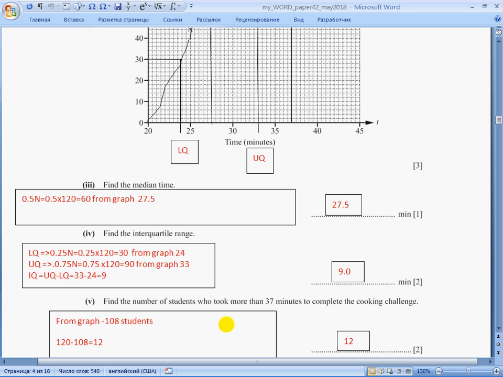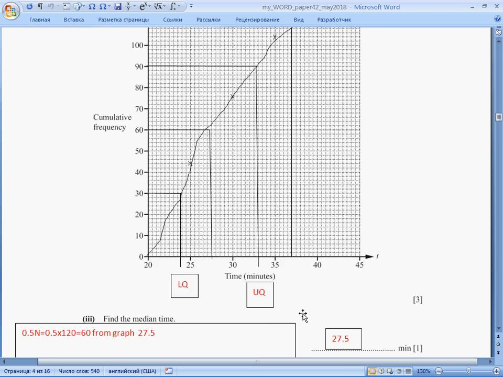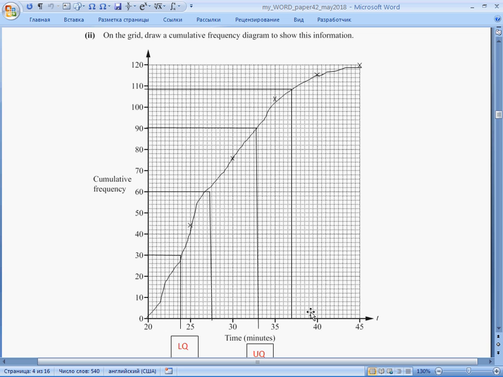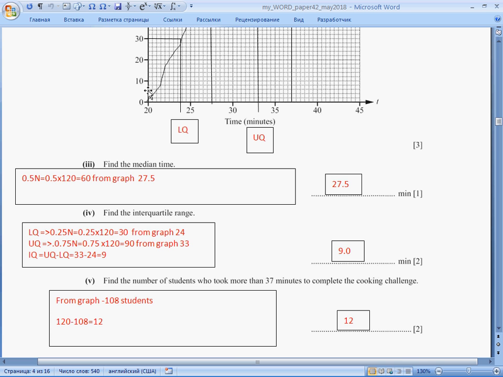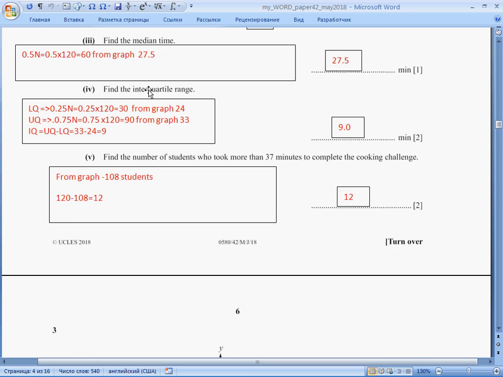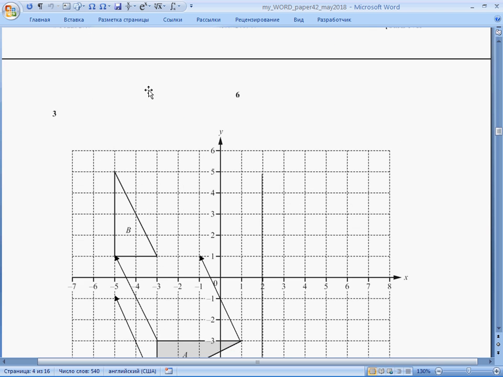Find the number of students who took more than 37 minutes to complete the cooking challenge. So we use the graph. 37 minutes gives us a number of students of 108, but we need more than, so 120 minus 108 gives us 12 students. Finished.